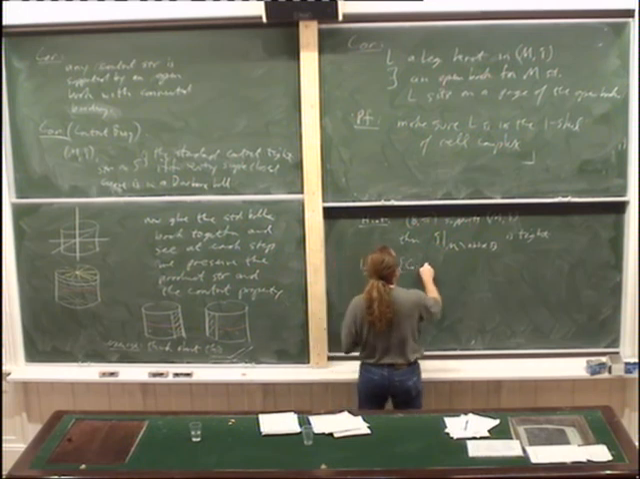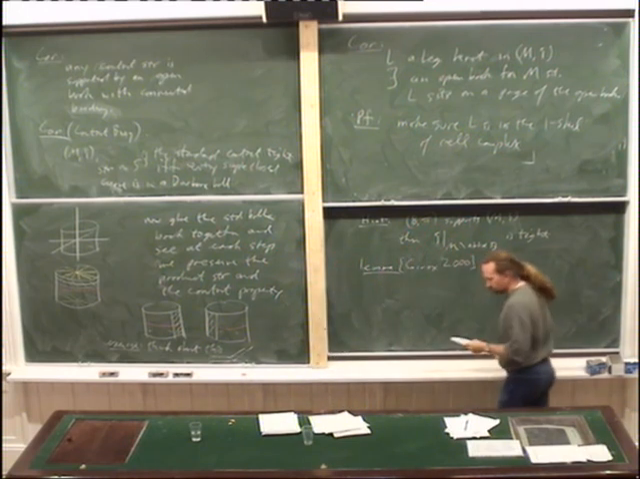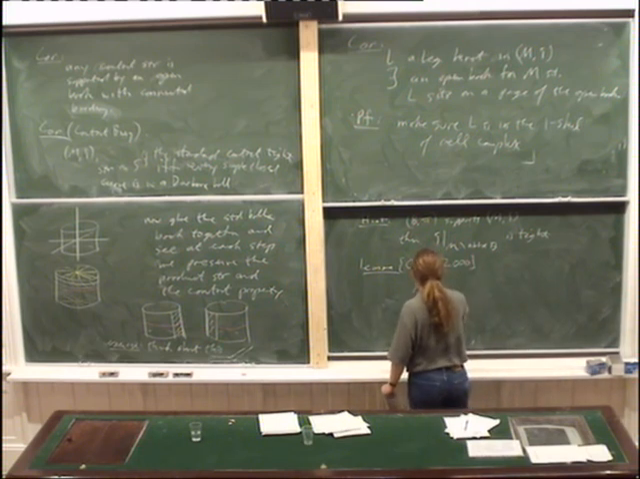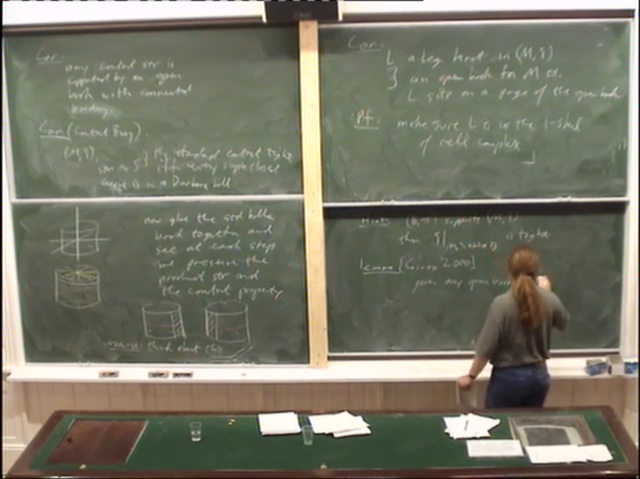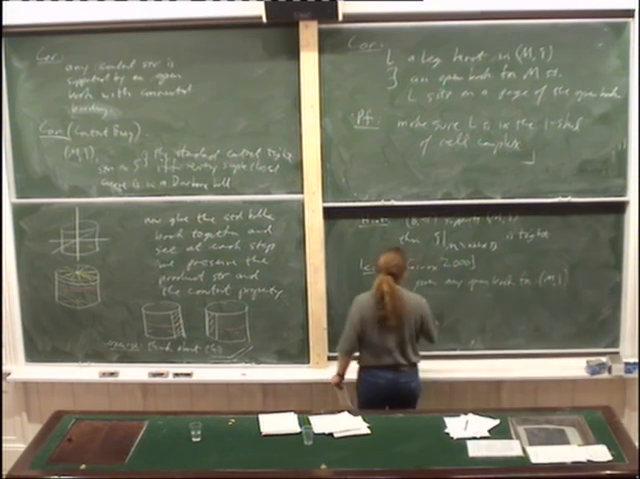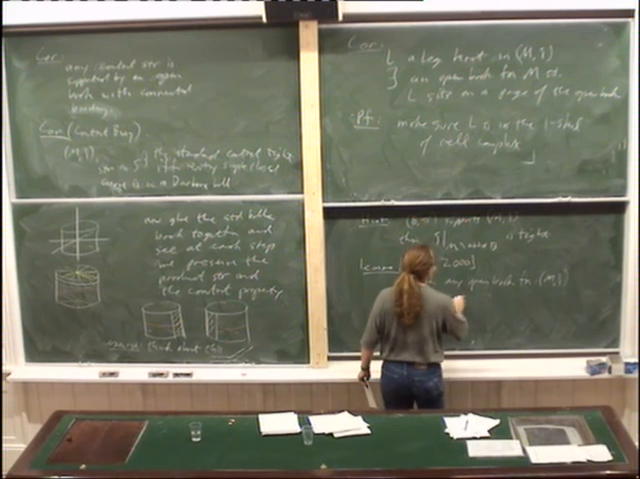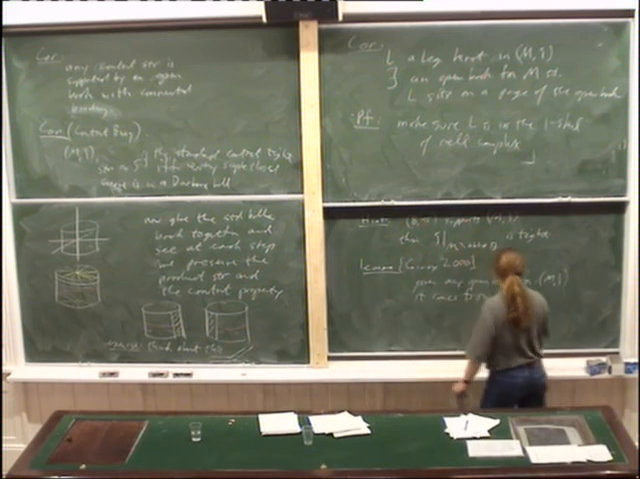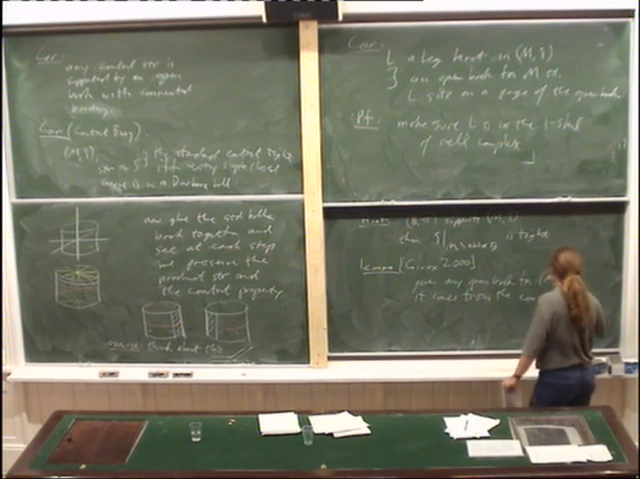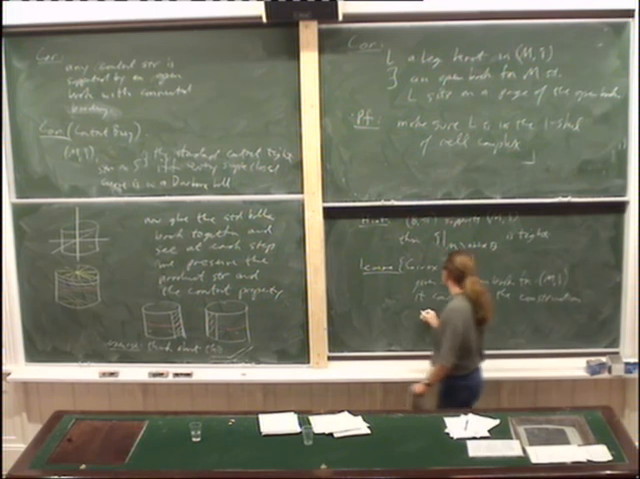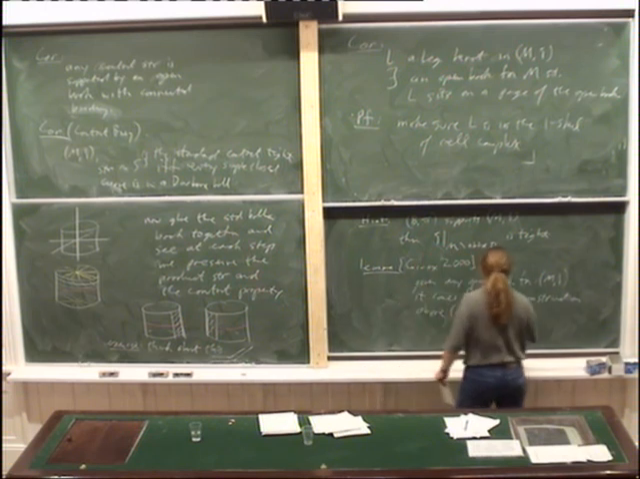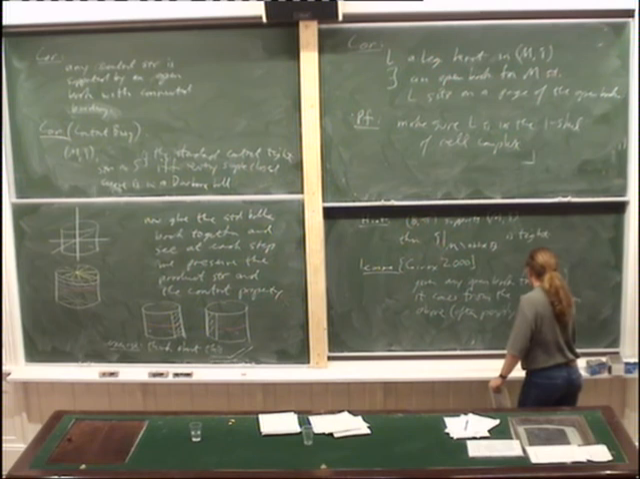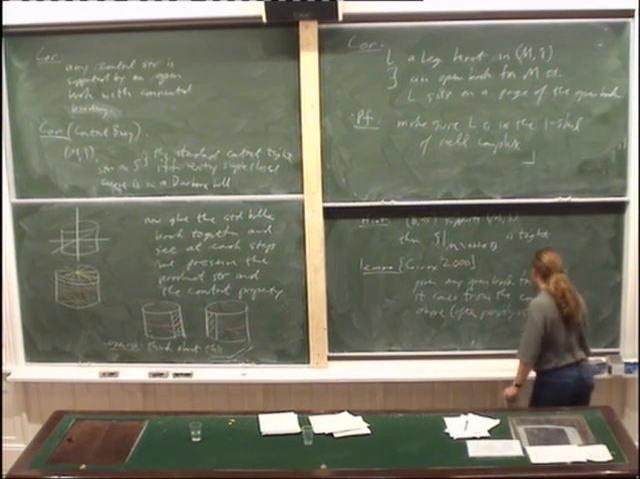And of course, as always, also due to Giroux: given any open book for (M, ξ), it comes from the construction above after possibly stabilizing. After possibly positively stabilizing. Okay?